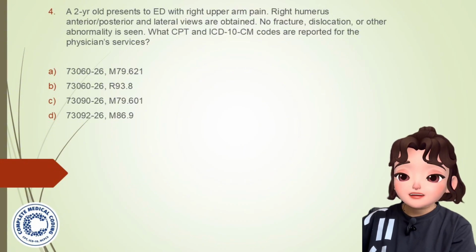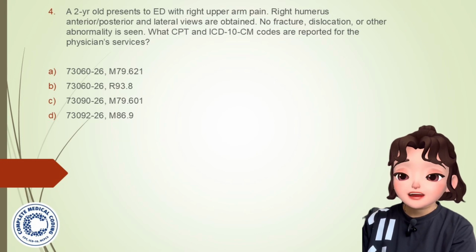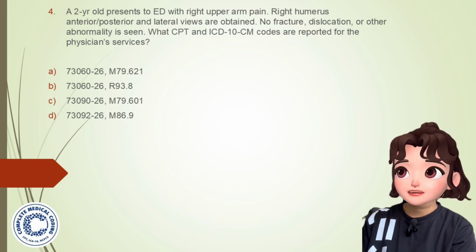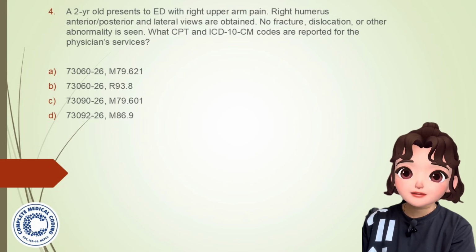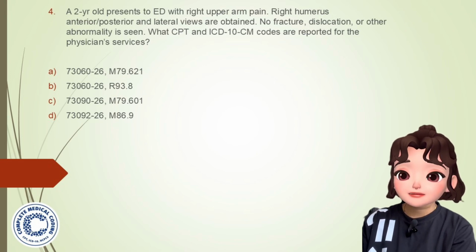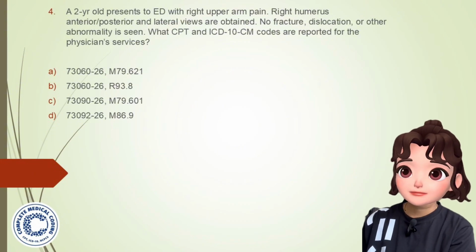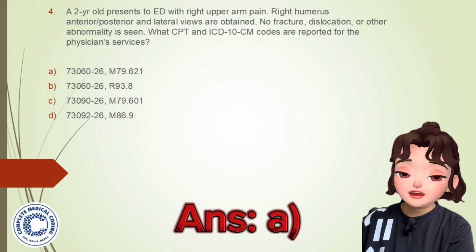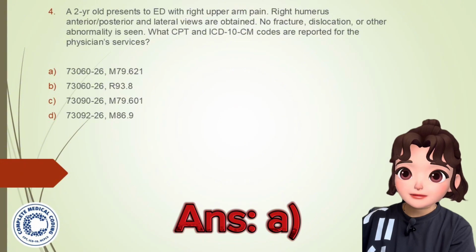What is the CPT code? 73060. 73060 represents radiological examination, humerus, minimum of 2 views. Yes, this is right humerus, anterior or posterior and lateral views. So 2 views, right humerus, 2 views X-ray. So this is the correct CPT code, 73060 with modifier 26 because it's the professional component. So our correct answer is option A, 73060 with modifier 26 and ICD code M79.621. Okay.